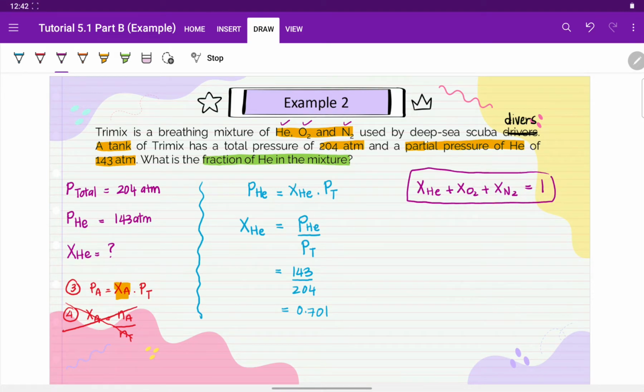Ini saya just ingatkan saja. Dan satu lagi, mole fraction is unitless. Okay, kenapa dia jadi unitless? Sebab dekat sini asalnya ATM. So, dia dah cancel out each other. So, your mole fraction is unitless. Okay, so that will be example number 2.